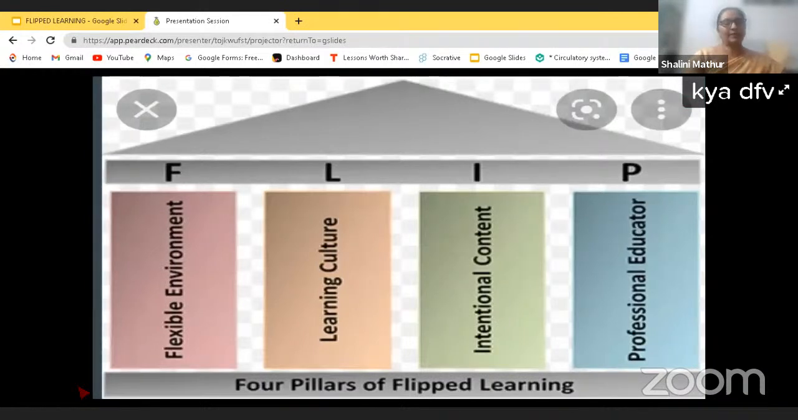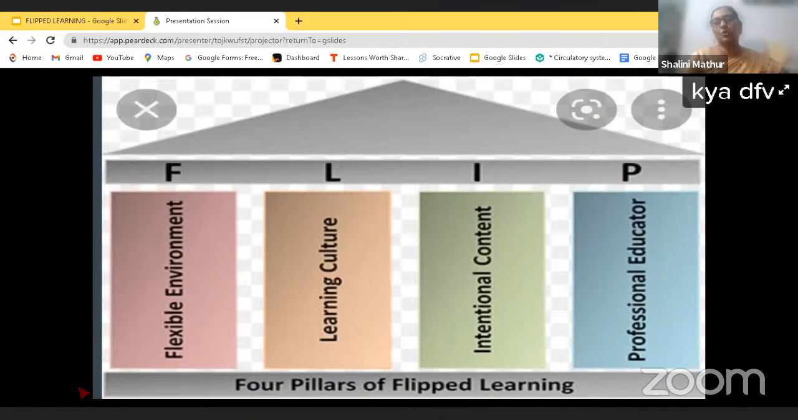F stands for flexible environment. That is up to you. When you want to implement the flipped classroom, when you are going to implement these flipped learning tools, when you need, that is up to your requirement. It is a requirement of the teachers as well as the students.